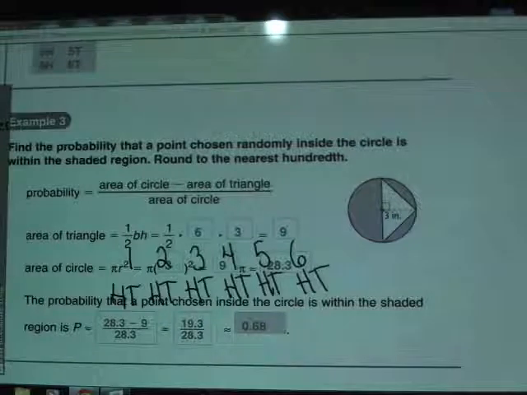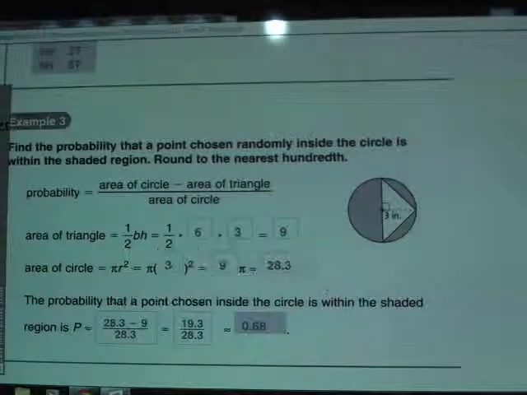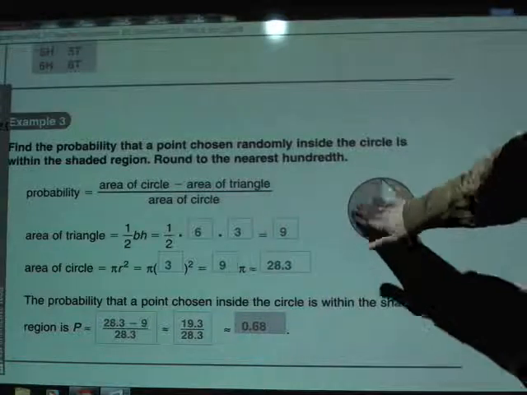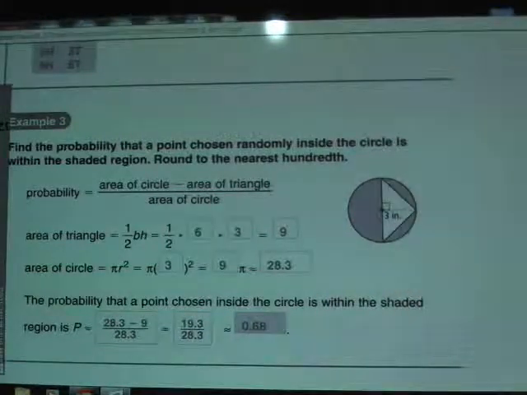Question number 3. They're asking us to find the probability that a point chosen randomly inside the circle is within the shaded region. And then we're supposed to round to the nearest 100th. All right, so they're asking us here, what's the possibility that, when I just put my finger on this guy, that it's somewhere here in this dark shaded area.